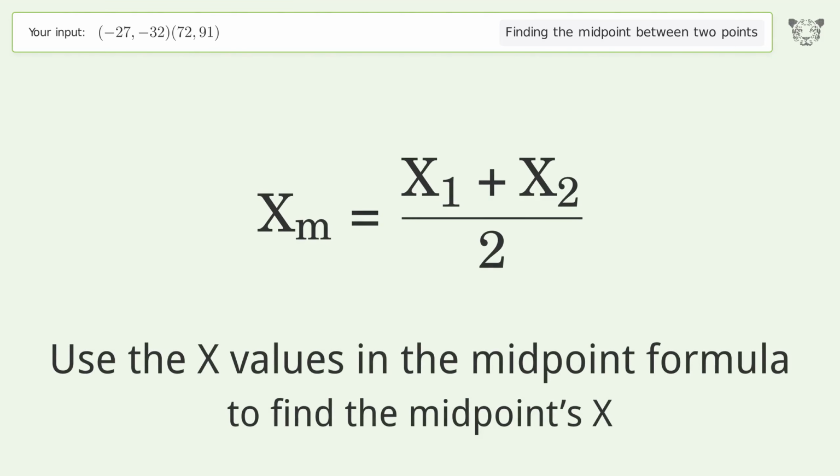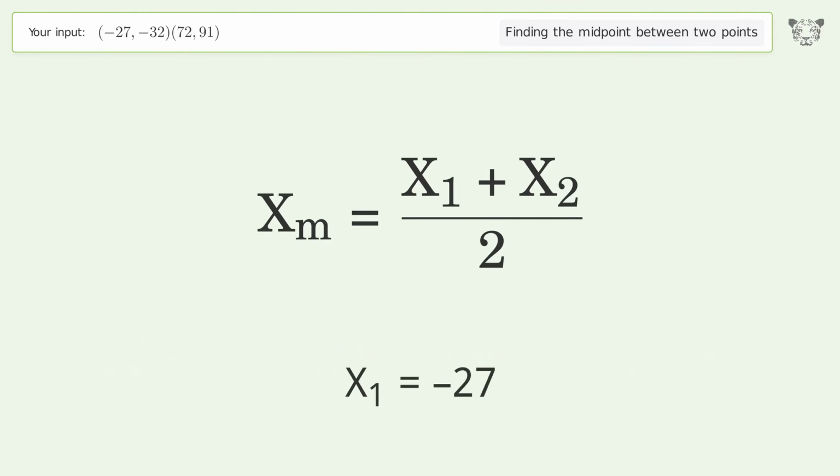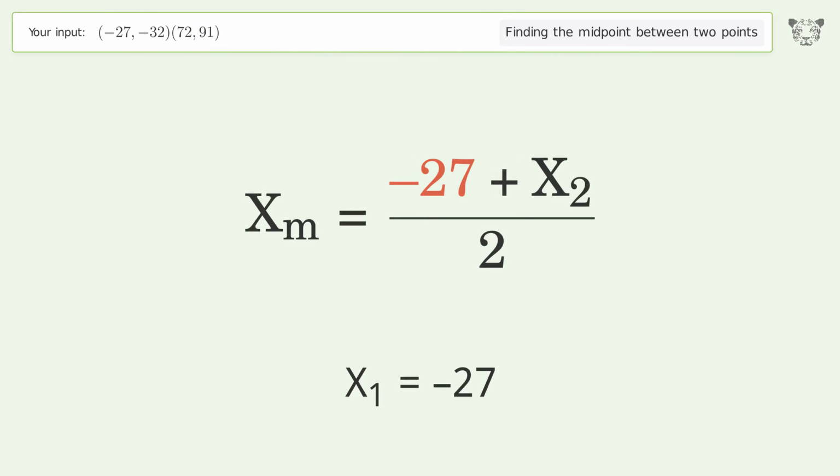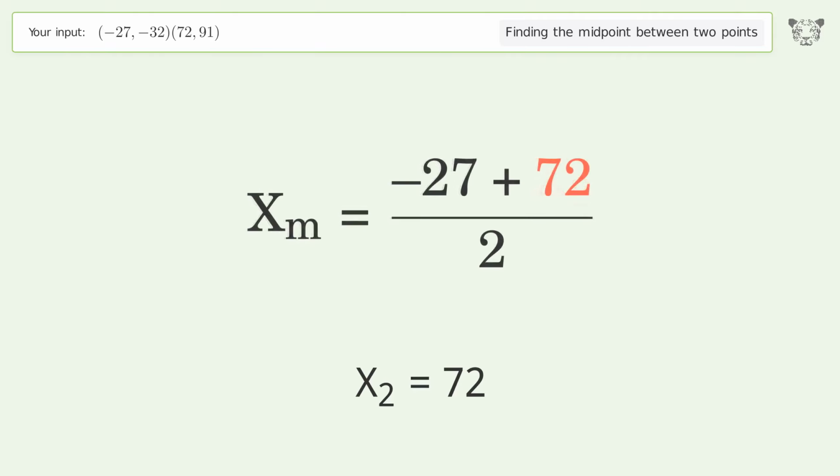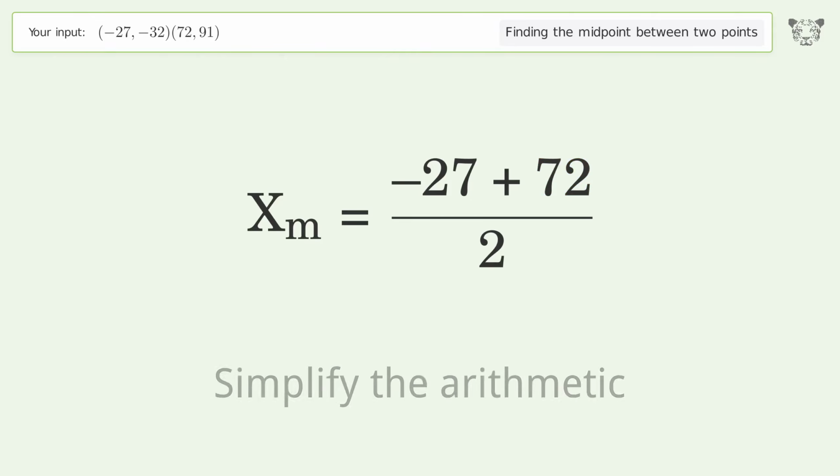Use the x values in the midpoint formula to find the midpoint's x. x1 equals -27. x2 equals 72. Simplify the arithmetic.